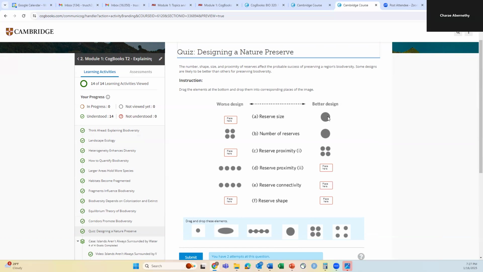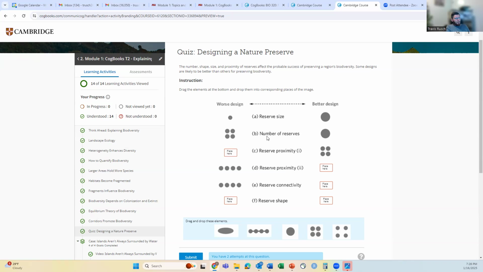Smaller. So a smaller one, like this one right here, we're thinking. Yep. Why is a smaller reserve a worse design than a big reserve? Less biodiversity. Yeah, it's a pretty simple question, right? You're going to get more biodiversity, as we saw, with more area because we're going to have more resources and more space. So if you're going to make a nature reserve, you want more space so you can protect more organisms.